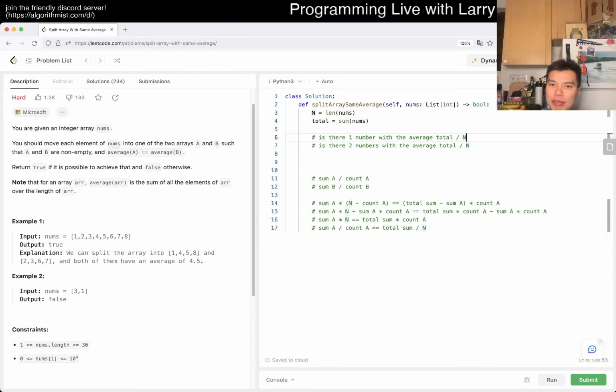And here you can rewrite this as one number with this as the sum, right? And two numbers is this times 2 as the sum, right? That sums with. So now we don't have to deal with the average anymore. Well, I mean, one number obviously is just 1, but you get the idea.